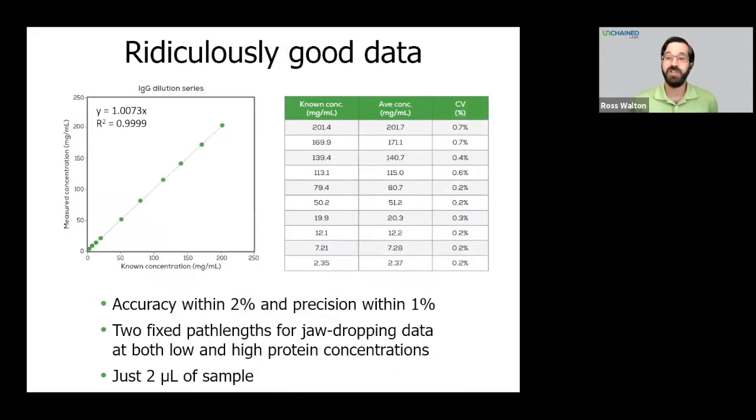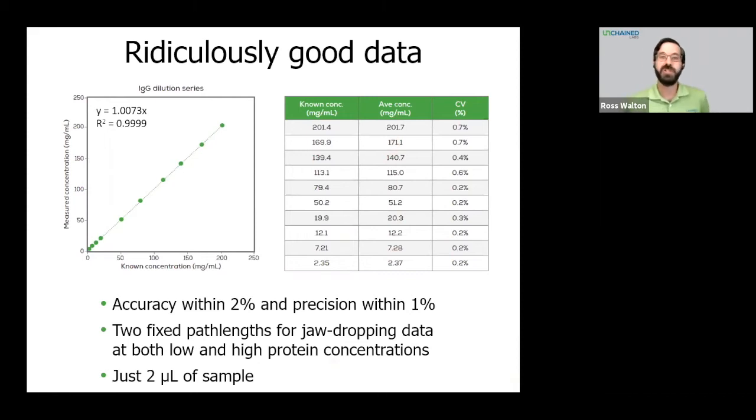This gravimetric dilution series of IgG in PBS shows off Stunner's high accuracy and precision. The nearly one slope of the trend line, and again, high R² value between the known concentration and the measured concentration shows their close agreement, as does the actual values shown here in this table.